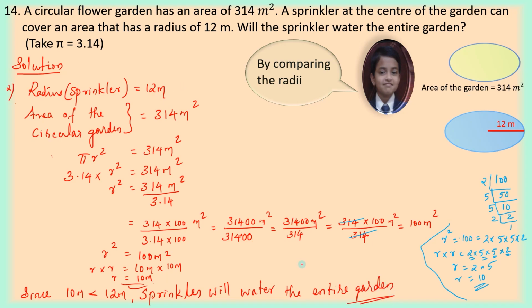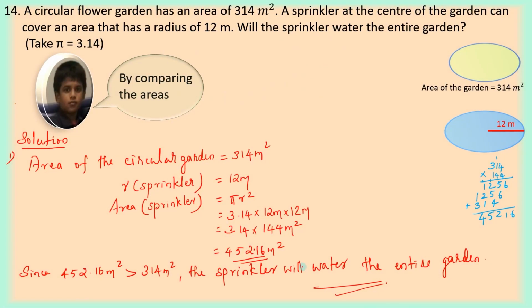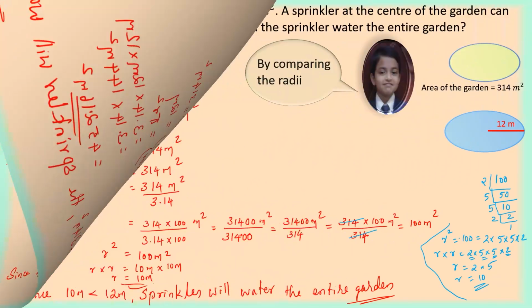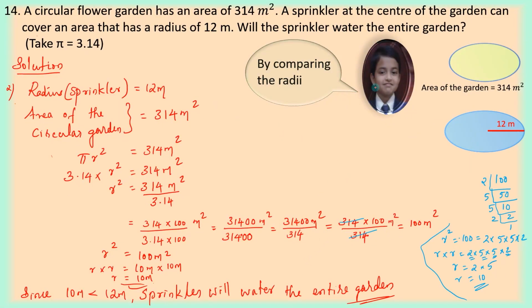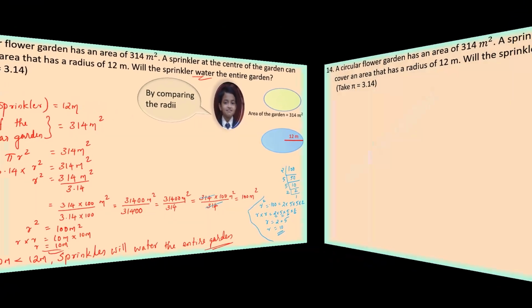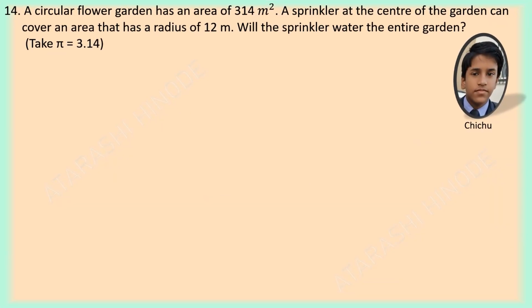That is, we have solved this sum by comparing the areas and by comparing the radii. And in both the cases, we got the same result. That is, the sprinkler will water the entire garden. That is, both of these methods are correct. Now, let me solve this by Chichu's way. It is also by comparing the areas.